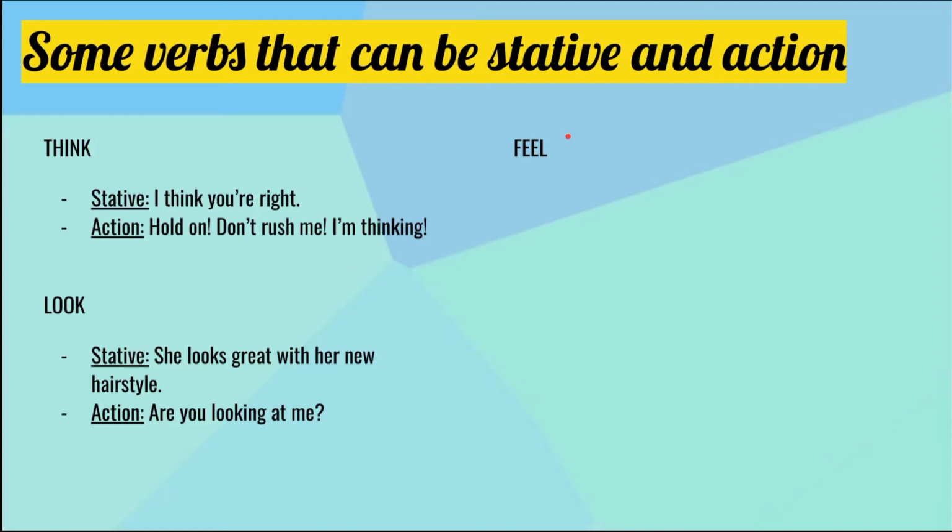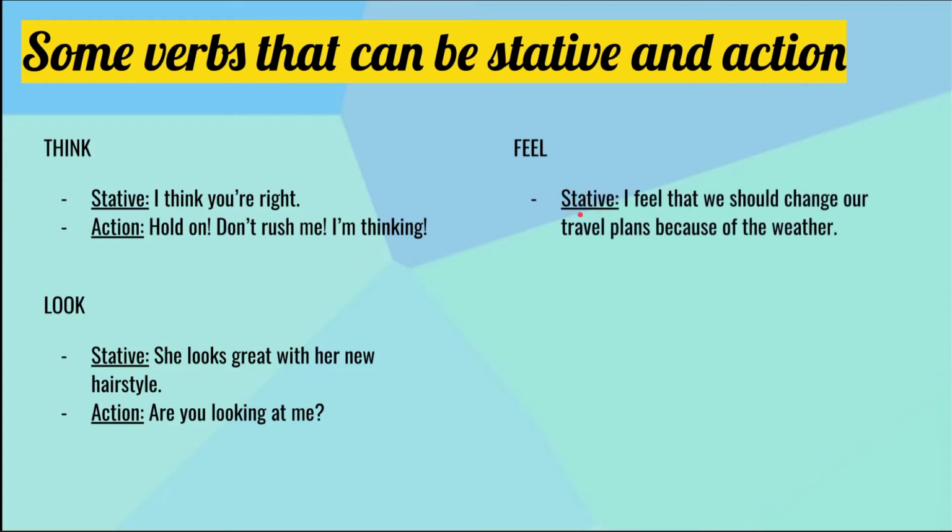Feel. In stative, I feel that we should change our travel plans because of the weather. Here, I feel means the same as I believe. I feel, I believe. They're synonyms, so they're both stative. But as an action of feel, like I'm feeling kind of sad today, here it's about your emotions, how you feel. Oh, I'm feeling sad, I'm feeling really happy. This you can use in continuous form.